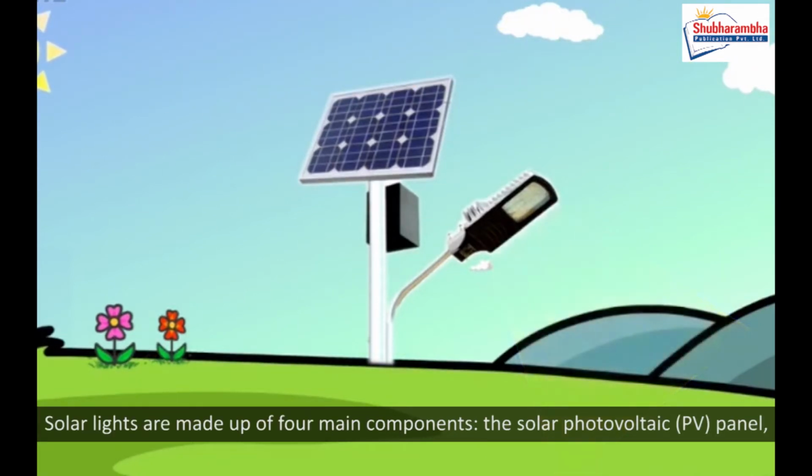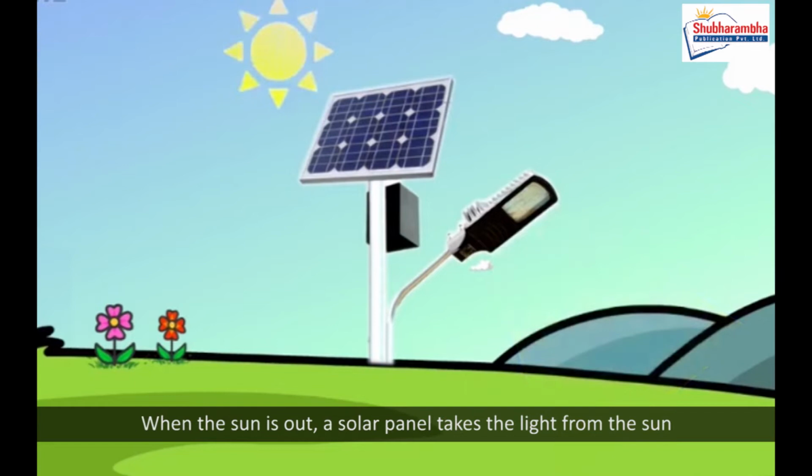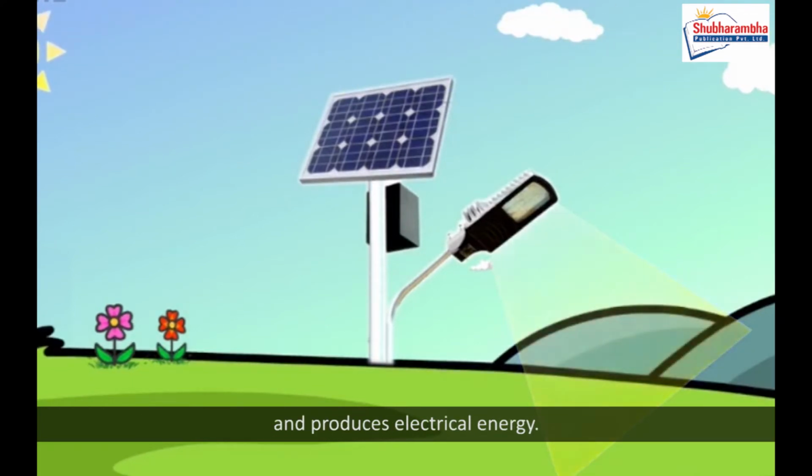Solar lights are made up of 4 main components. The solar photovoltaic PV panel, battery, control electronics and the light fixture. When the sun is out, a solar panel takes the light from the sun and produces electrical energy.